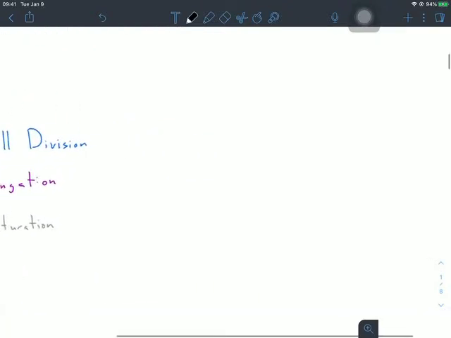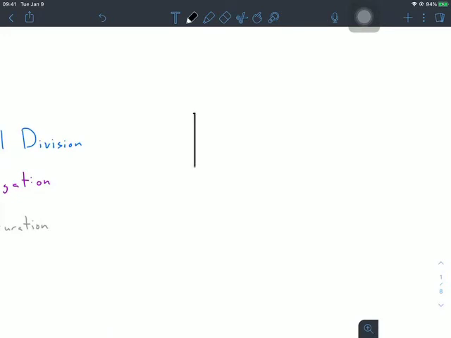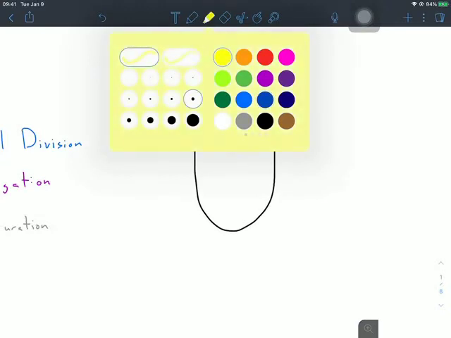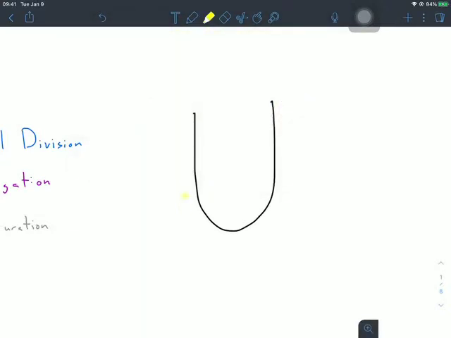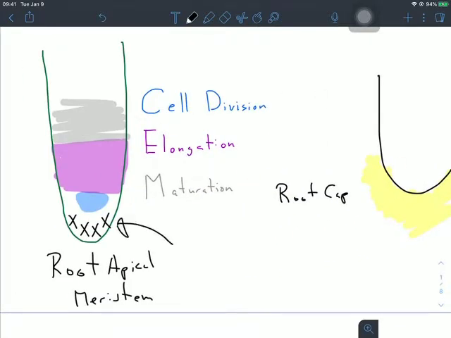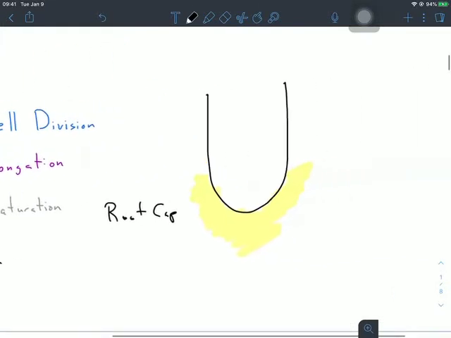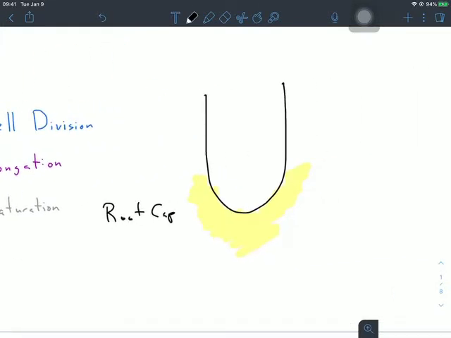So I'll go ahead and draw another drawing of our root tip. We have outside of it a colorized region that we'll refer to as our root cap. The root cap is that portion of the root ahead of the region of cell division. There is cell division occurring in this direction.